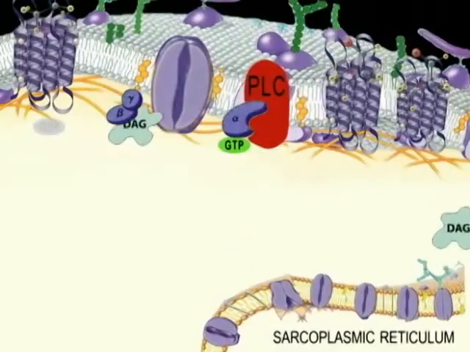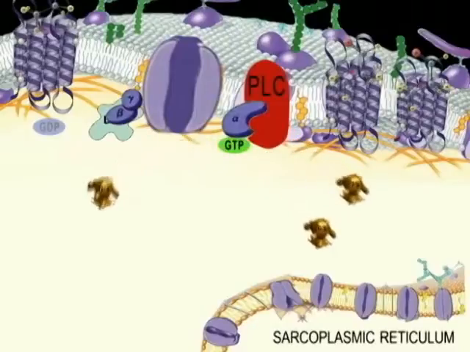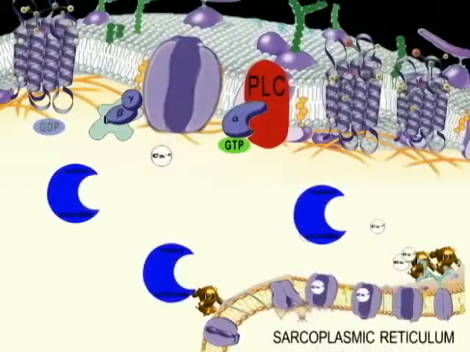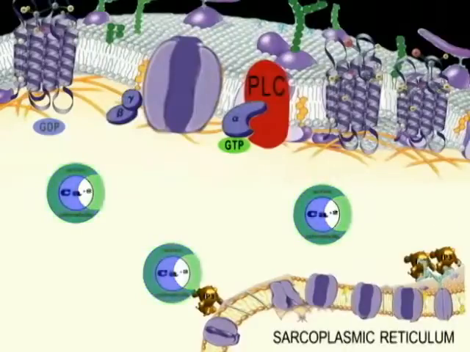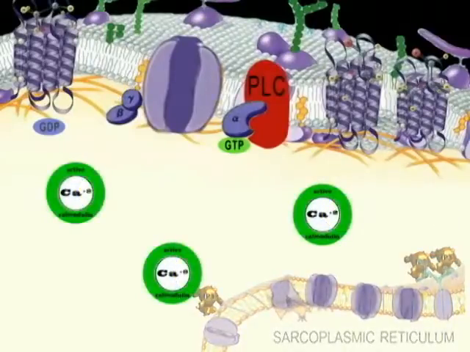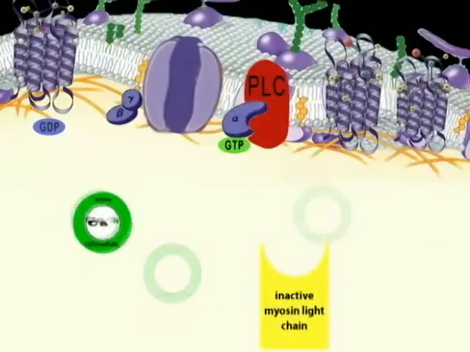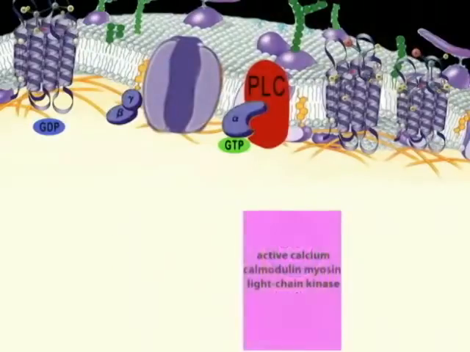DAG binds with the calcium channels in the plasma membrane, allowing the influx of calcium, thus increasing intracellular calcium levels. IP3, on the other hand, binds with the receptors of the sarcoplasmic reticulum, inducing the influx of calcium to the cytoplasm. The calcium ions bind with the inactive calmodulin to form the active calcium calmodulin, which then binds to the inactive myosin light chain kinase, forming the active calcium calmodulin myosin light chain kinase.